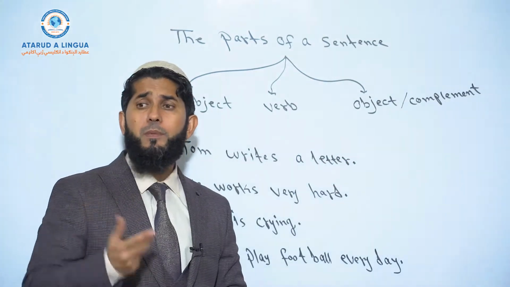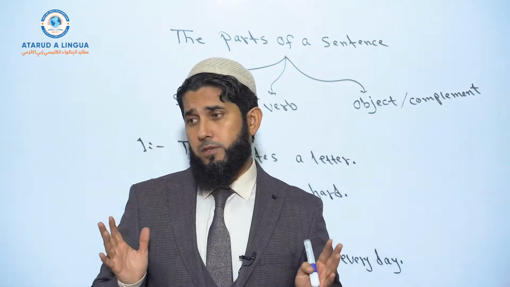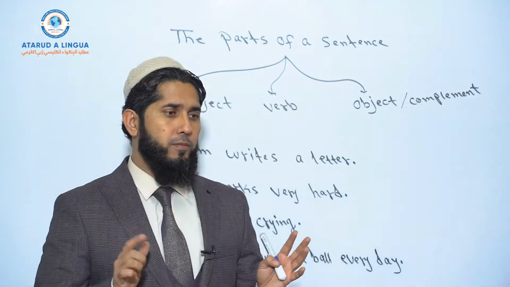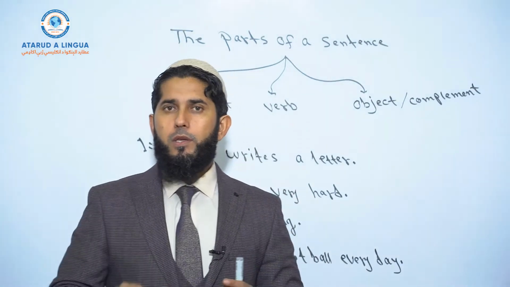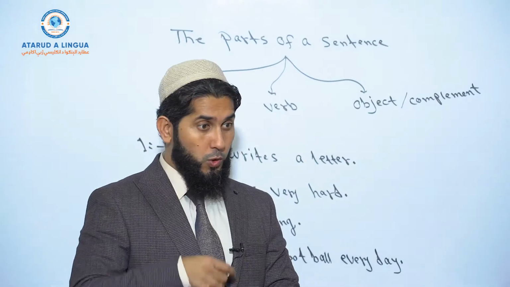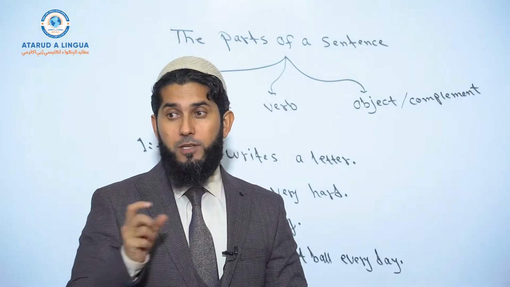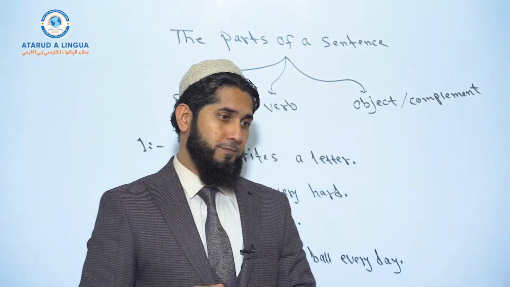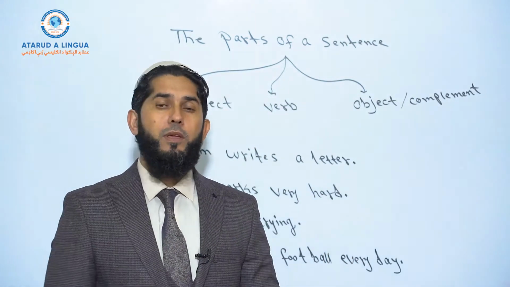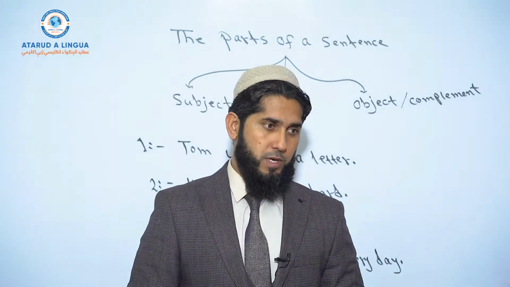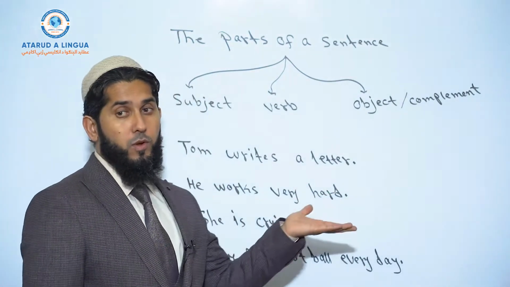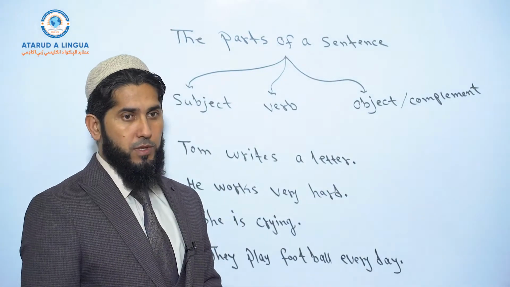What about object and complement? Now it depends. It depends on what kind of verb you have in your sentence. If your verb is transitive or double transitive, there has to be an object or two objects. If your verb form is intransitive, there may not be any object, there could be just a complement, okay? And there may not be anything. So I'm gonna explain what a complement is, what an object is, okay?